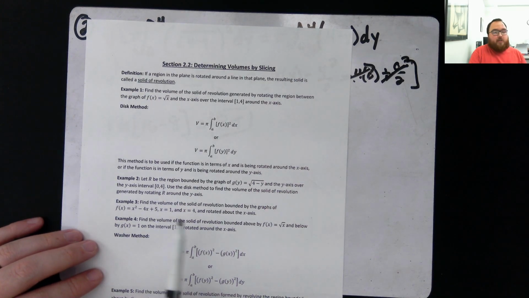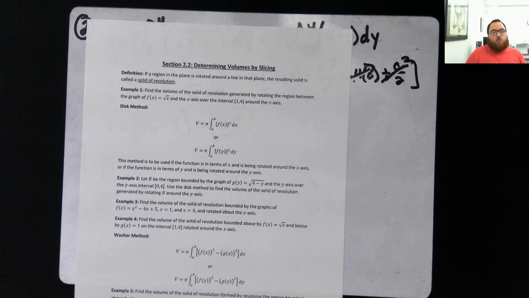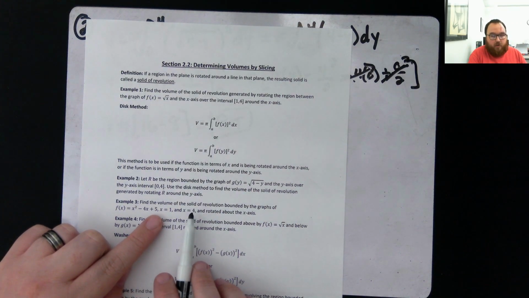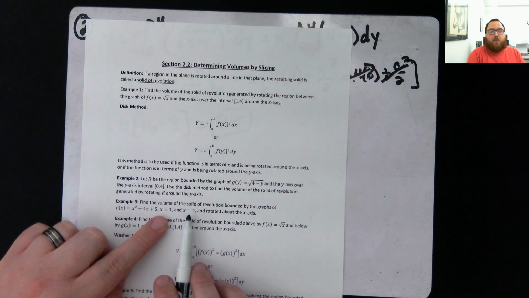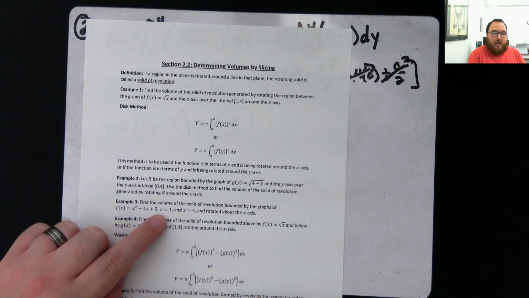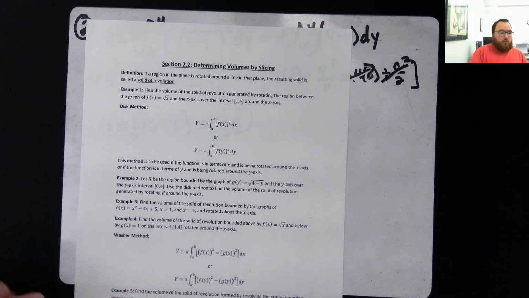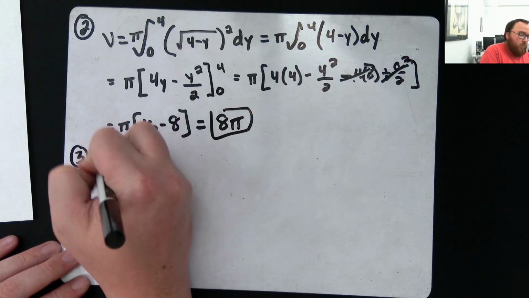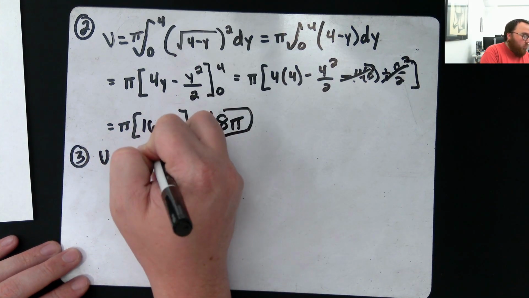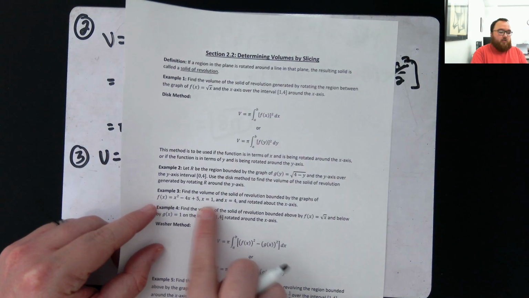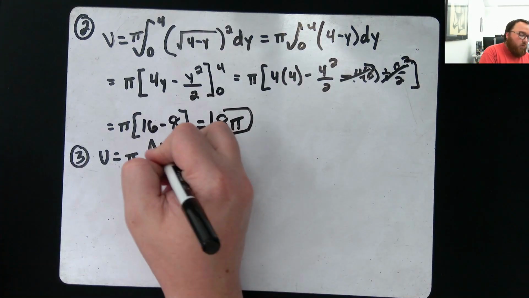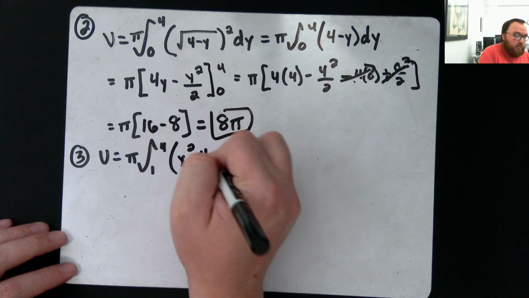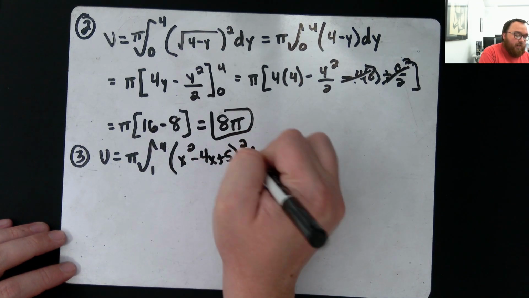x equals 1 and x equals 4 are vertical lines, which basically means it's just trying to say where it starts and where it stops. So even though it sounds like more stuff, it's not. It just means it starts at x equals 1, ends at x equals 4. So do this one the same way. Volume equals pi times the integral. Again, it's starting at 1, stopping at 4. So 1 to 4 of the function squared. And the function here is x squared minus 4x plus 5, squared, dx.